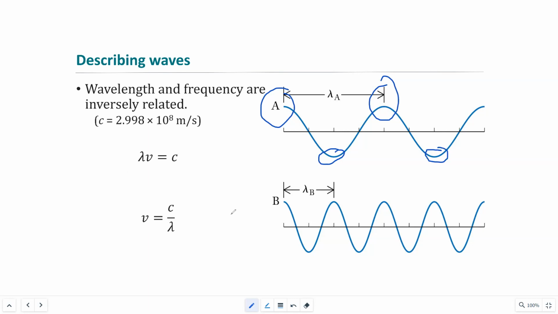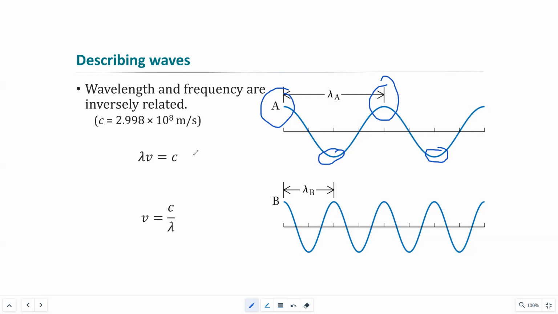Frequency, on the other hand, can be determined by looking at the relationship between the speed of light and the wavelength of light. Since all electromagnetic radiation travels at the same speed, the speed of light, 2.998 times 10 to the 8th meters per second, the shorter the wavelength is, the more waves we're going to see over that period of time. So our frequency is going to increase as our wavelength decreases. There is an inverse relationship between the two.